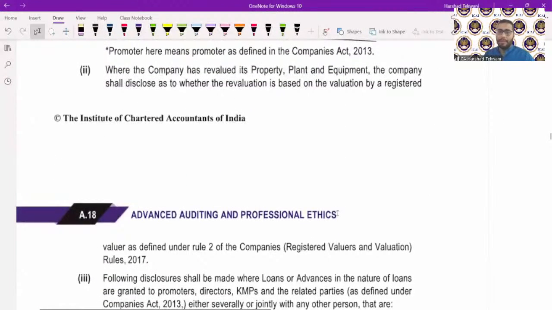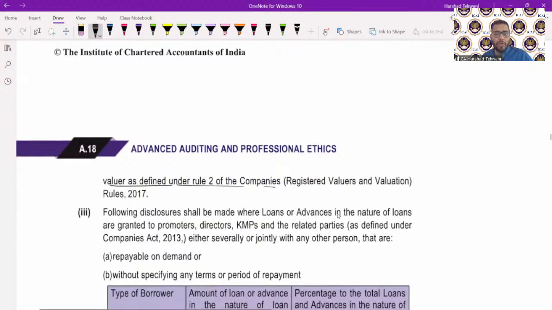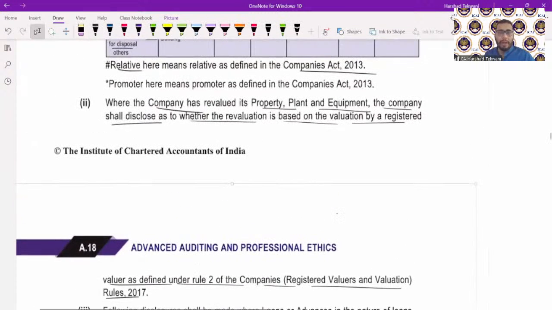Clear? Second, where the company has revalued its property, plant and equipment, the company shall disclose whether the revaluation is based on valuation by a registered valuer as defined in Rule 2 of the Companies (Registered Valuers and Valuation) Rules. So the company needs to provide whether the revaluation is based on valuation by a registered valuer, or it's normally done by the company itself. This will provide credibility, or a sort of good standing, to the revaluation that is done, so that we know whether the revaluation is appropriate or not.